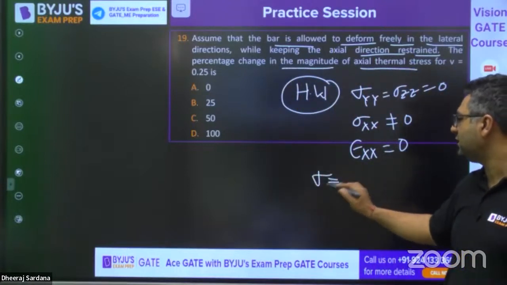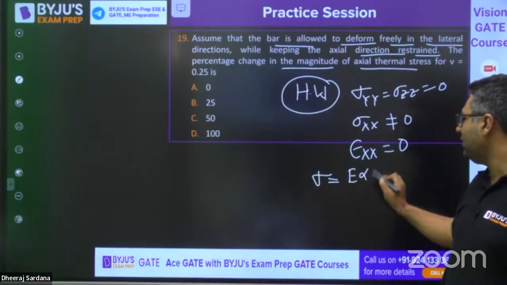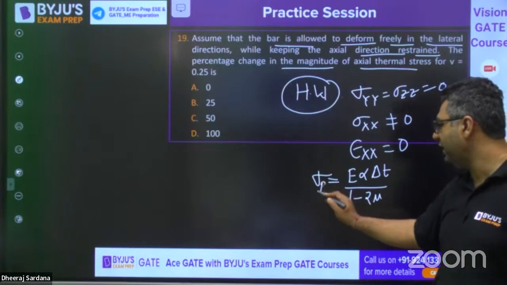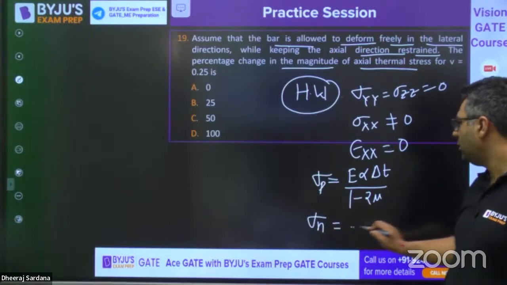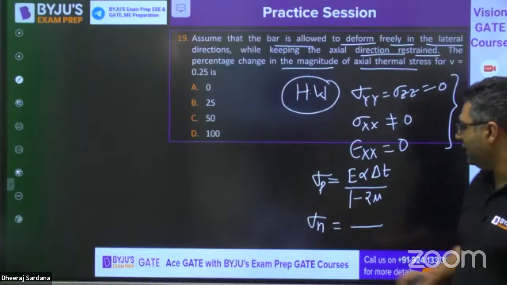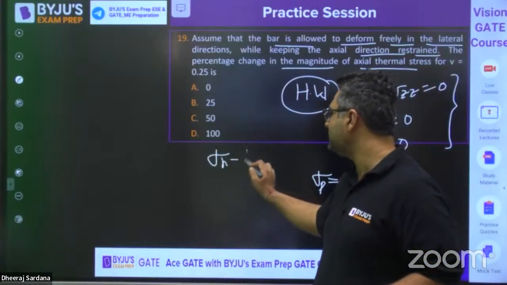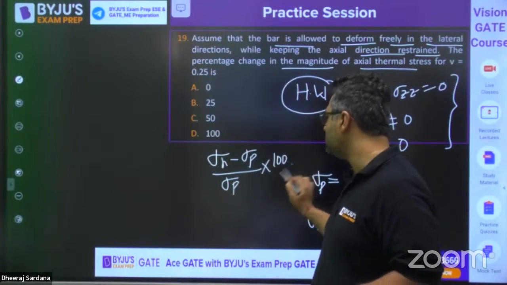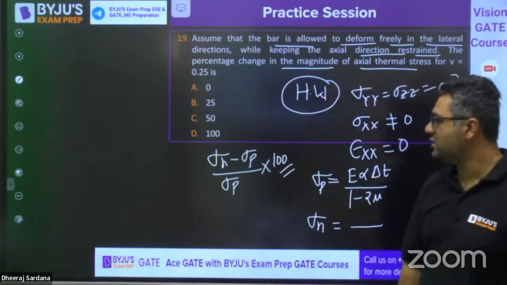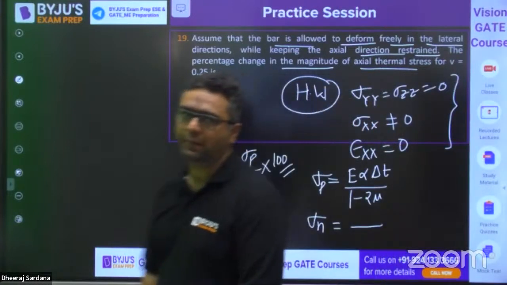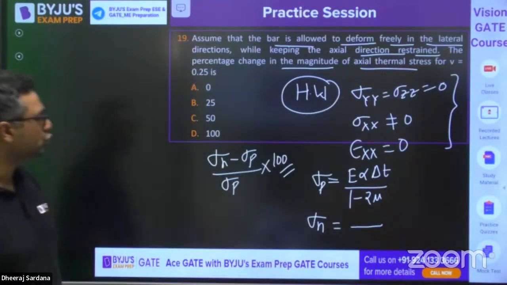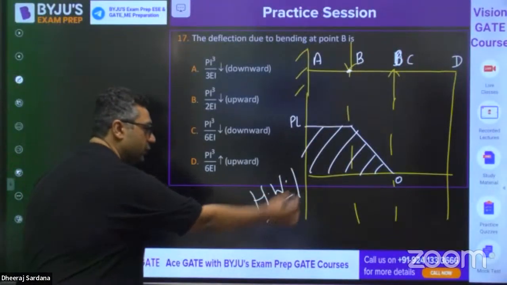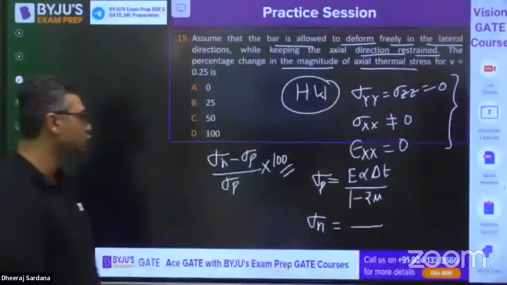So previously, the sigma value came as E alpha delta T upon 1 minus 2 mu. Now you will be finding the new value of sigma by these conditions. And then you will say (sigma new minus sigma previous) by sigma previous into 100. And you will get the answer. So you need to give the answer to this question as well in the comment section. So 2 questions I have given you as homework. This is your homework number 1. This is your homework number 2.